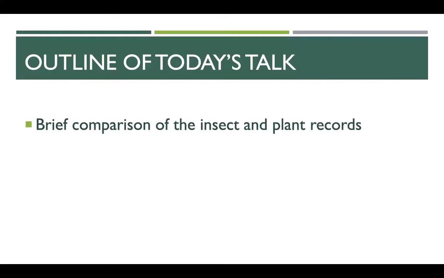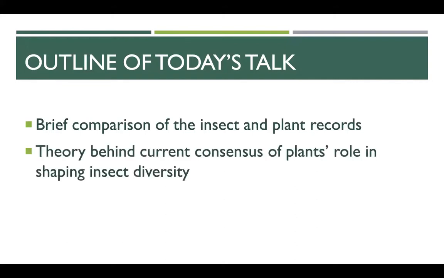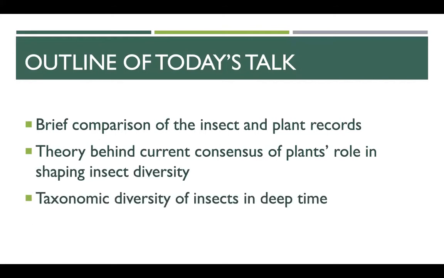Today I'm going to talk about the role that angiosperms may or may not have played in facilitating the taxonomic diversification of insects. I'll start with a brief comparison of the fossil records of insects and of plants. I will get into some of the ideas that underlie the current consensus of the role that plants played in shaping insect diversity. And then I will show new reconstructions of the taxonomic diversity of insects in deep time.